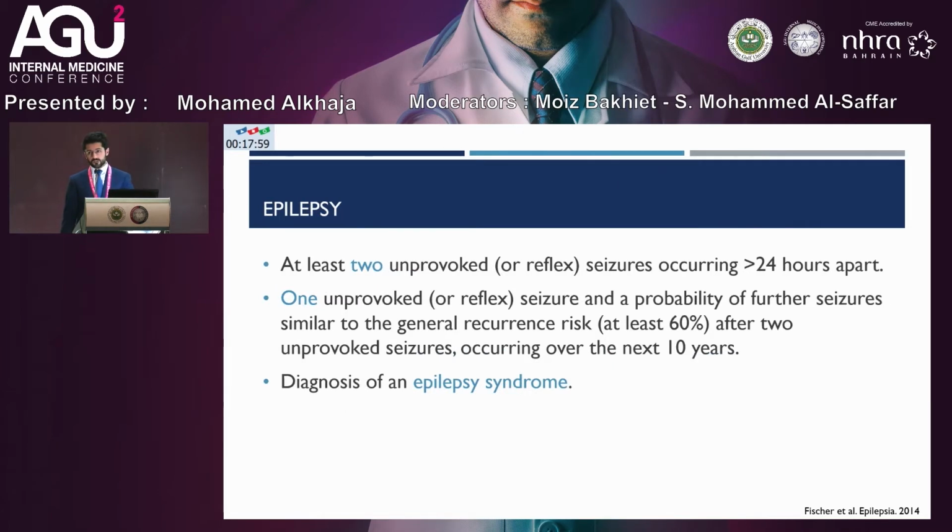Now, how we define epilepsy is if you have 2 unprovoked seizures that are at least 24 hours apart, or 1 unprovoked seizure with a more than 60% risk of recurrence within the next 10 years, or when you diagnose an epilepsy syndrome.